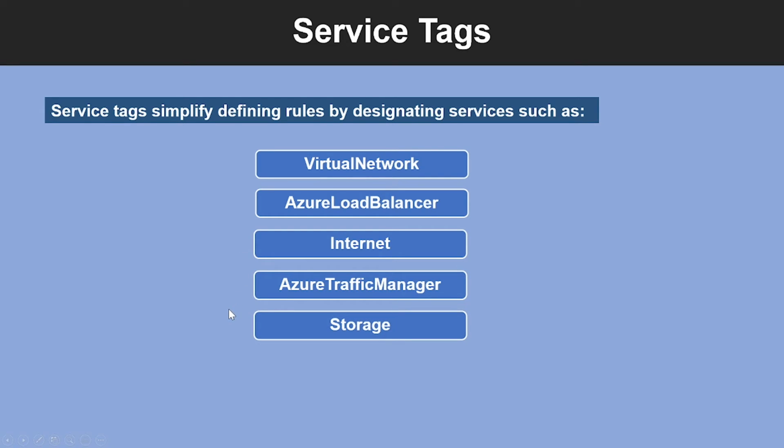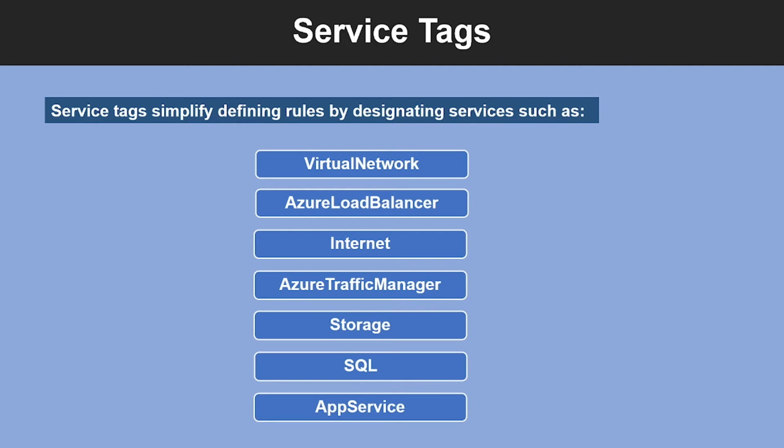Then we have Storage. This tag represents the IP address space of Azure Storage. The next tag is SQL. This tag represents the addresses of your Azure SQL Database. This can include Azure Database for MySQL, Azure Database for PostgreSQL, and Azure SQL Data Warehouse services as well. And finally, the last tag is App Service, and this tag represents address prefixes for Azure App Services.